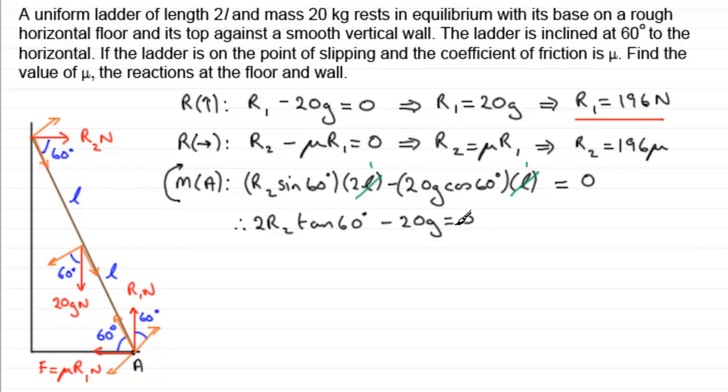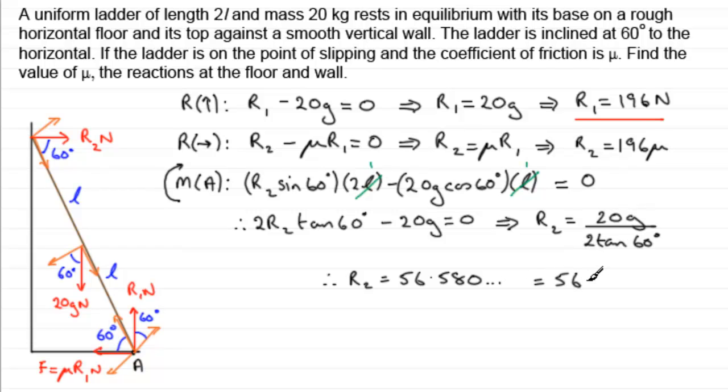And so if I rearrange this, I could add 20g to both sides and divide by 2 tan 60. That would leave me with R2. So it follows from here that R2 must be equal to 20g divided by 2 tan 60 degrees. Now, I know that g is 9.8, or I can take g to be 9.8, and if I work that out, I therefore have that R2 equals 56.580 and so on, which when rounded to 1 decimal place is 56.6 newtons. So we'll just say that equals 56.6 newtons to 1 decimal place, 1 dp.